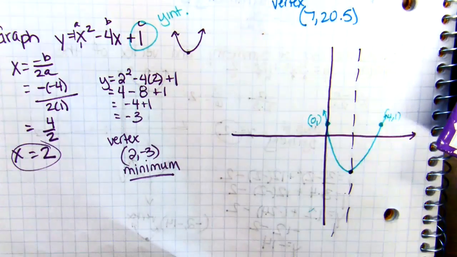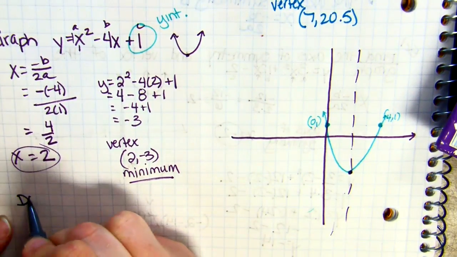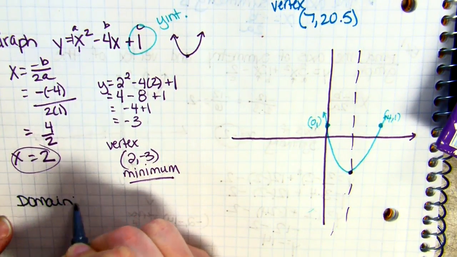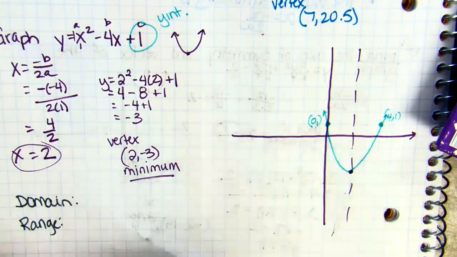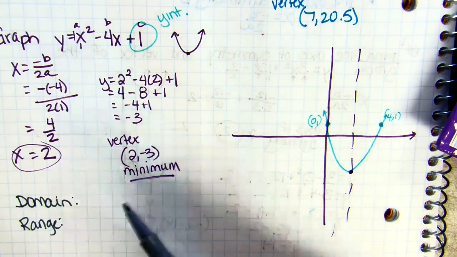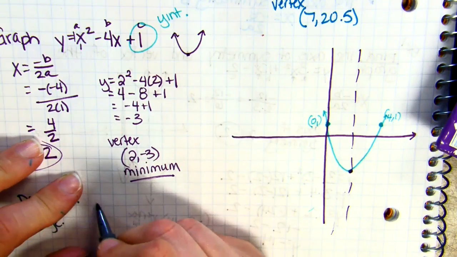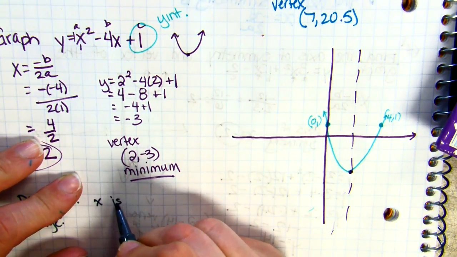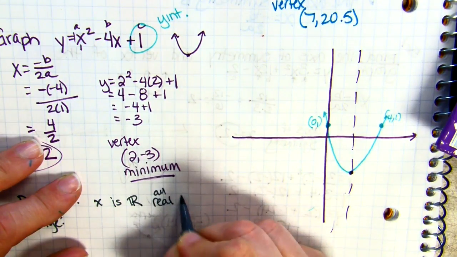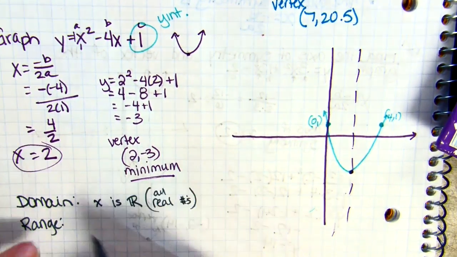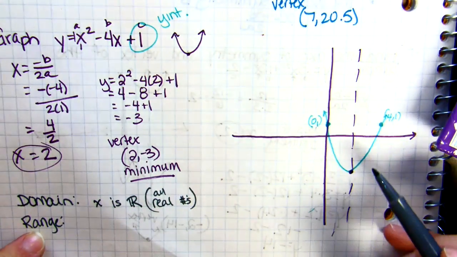So when you're doing these, you're also going to be asked to find the domain and the range. So remember, I've said this a million times, but I'll say it again. Domain is everything that your x can be, and your range is everything that can come out for y. When you have a quadratic, really there are no restrictions on your x ever. So x is all real numbers. We can do that double bar R, or say all real numbers.